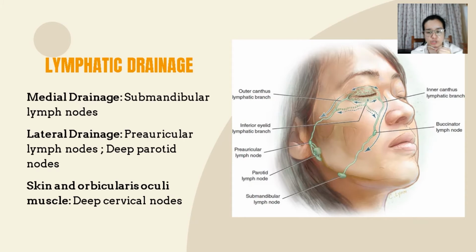Meanwhile, the medial portion of the upper and lower eyelid, the medial canthus, and the conjunctiva drain into the submandibular lymph nodes. So the lymphadenopathy may correlate to inflammation or infection of the affected anatomic eyelid structure.